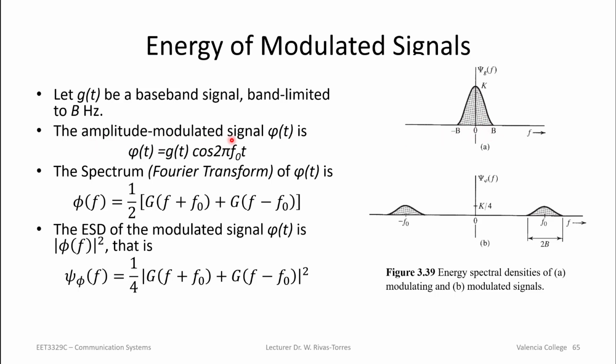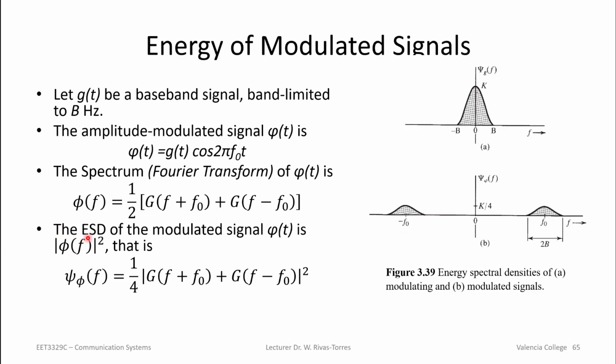We know that our modulated signal, let's call it phi of t, is equal to g(t) times the cosine, where this is the carrier. You guys remember that? And this is the Fourier transform, which we've also seen before. It kind of looks like this, but this is representing something else.